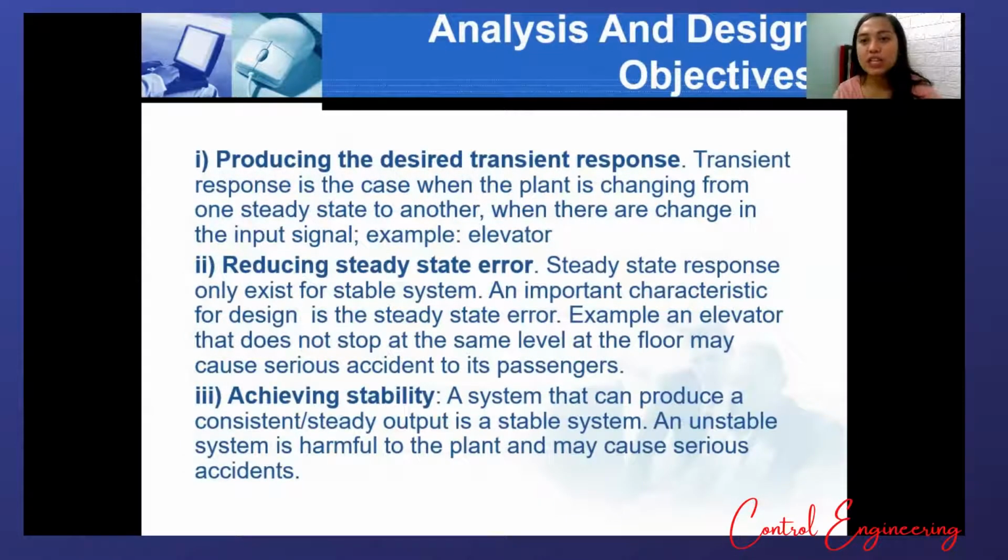Yung sa producing the desired transient response, yung sa analysis and design objectives natin, transient response is the case when the plant is changing from one steady state to another, when there are changes in the input signal. Example, the elevator. Okay? The second one is reducing steady state error. The steady state response only exists for a stable system. An important characteristic for design is the steady state error. Example, an elevator that does not stop at the same level of the room may cause serious accident to its passenger. So, that's the steady state error natin. So, we need to reduce the steady state error. So, pangatlo, achieving stability. A system that can produce a consistent or steady output is a stable system. An unstable system is harmful to the plant and may cause serious accidents.